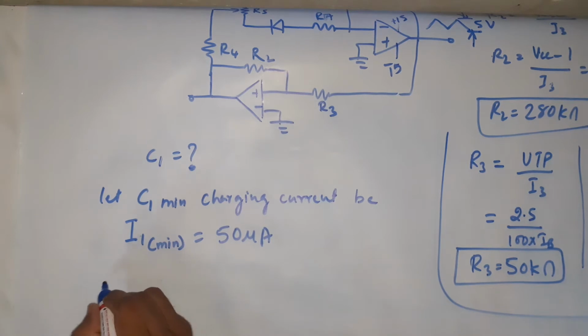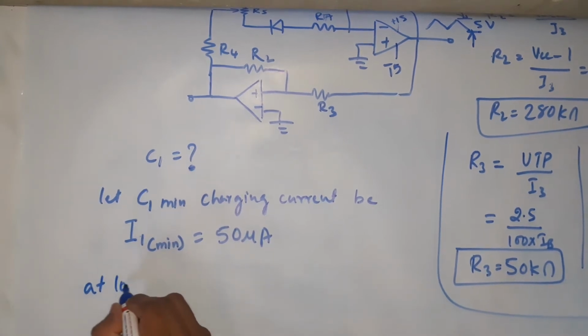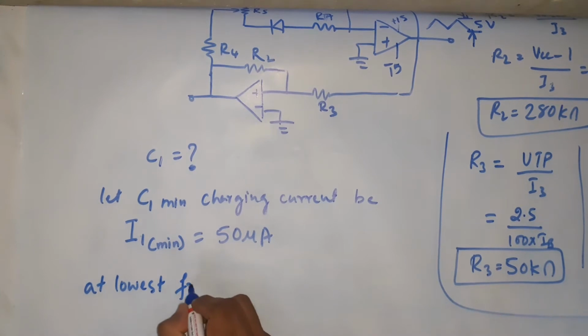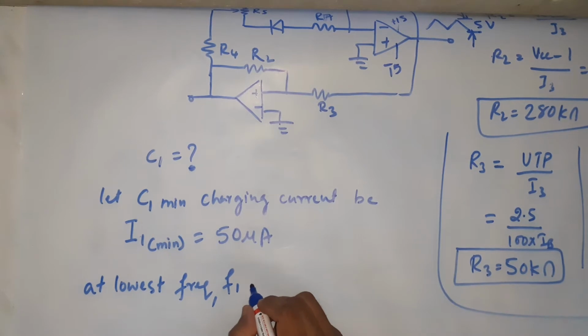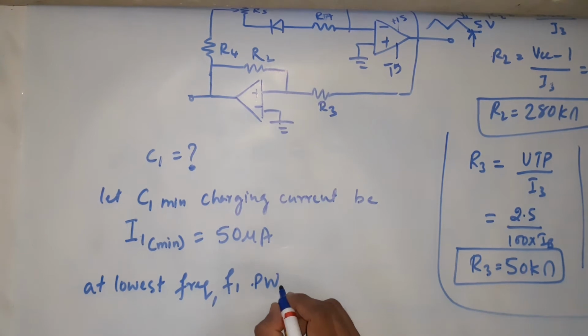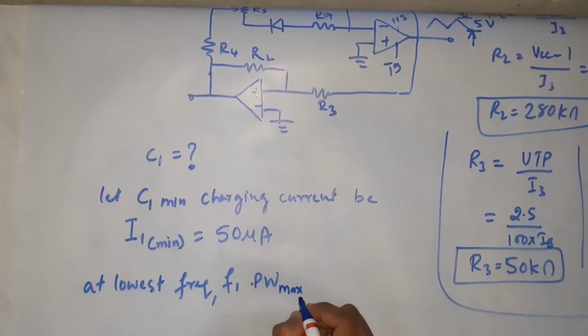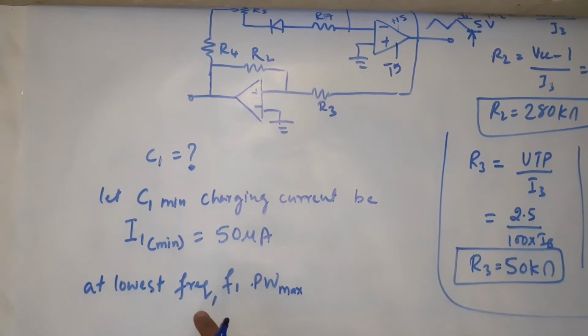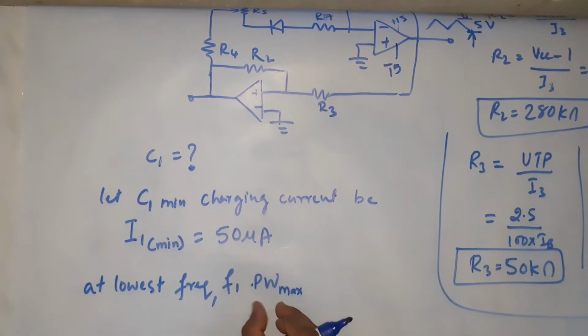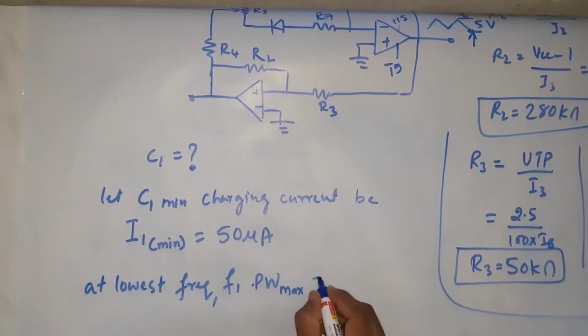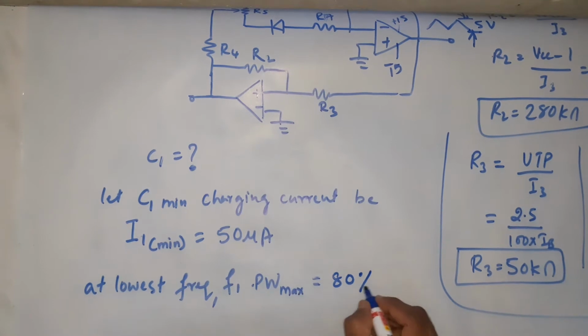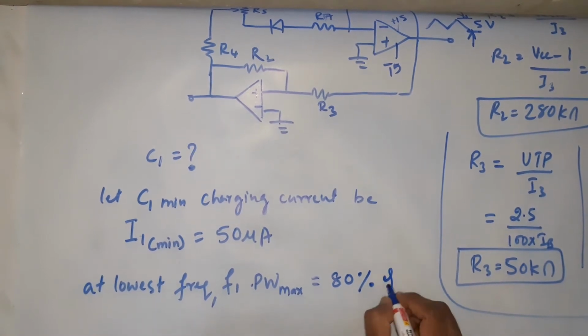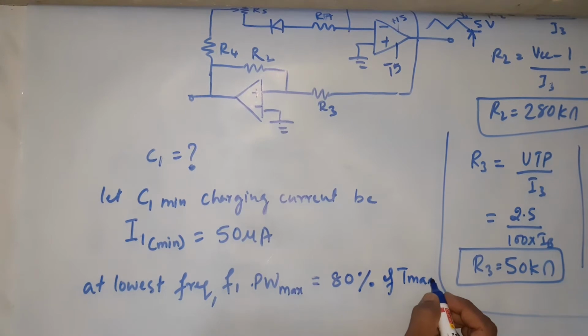Now at lowest frequency F1, it is given to you, what will be the pulse width? Pulse width will be maximum, because for lowest frequency current will be less. If current is less, charging is slow. If charging is slow, pulse width will be maximum, isn't it? So this maximum is given to you as 80% of T max.